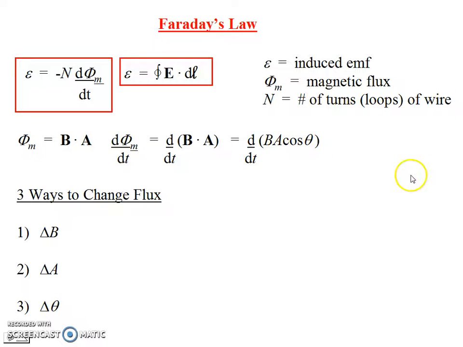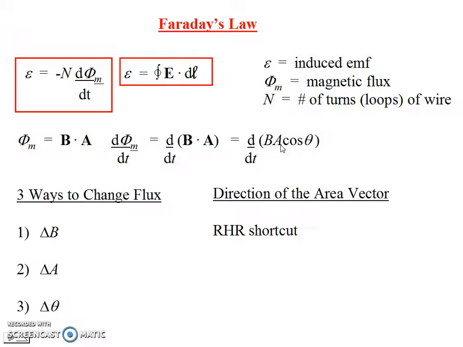In other words, we can take these loops of wire and rotate them in some way, and that would change the flux. In the equation, we do have theta. Theta is always the angle between the two previous vectors, in this case between the magnetic field vector and the area vector, so it behooves us to remind ourselves how the area vector is defined, or at least how we find the direction of the area vector.